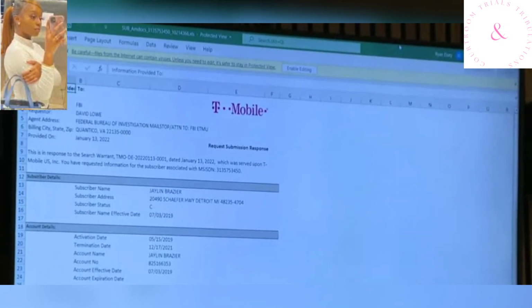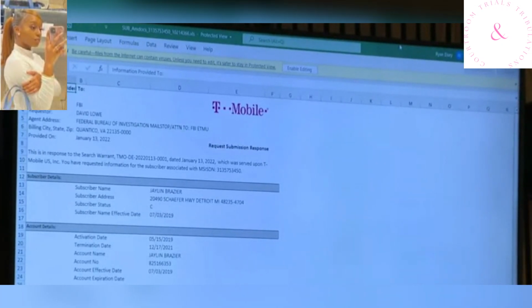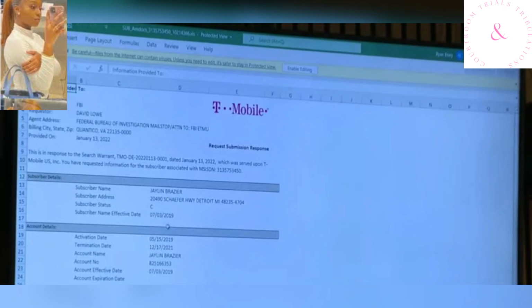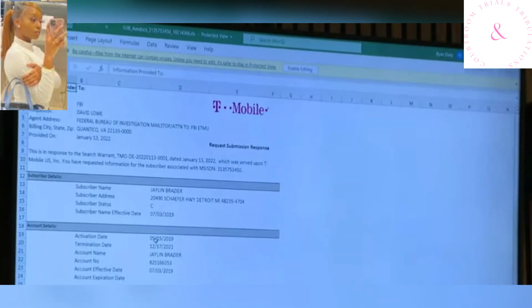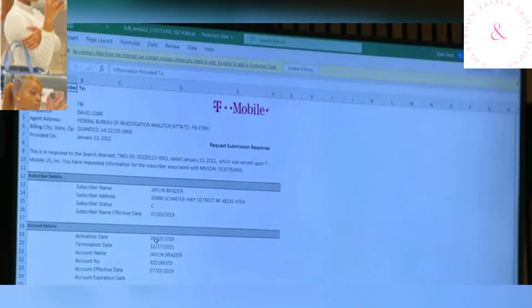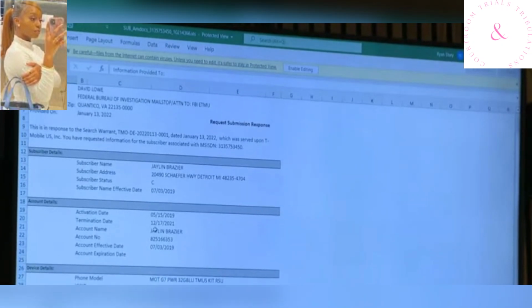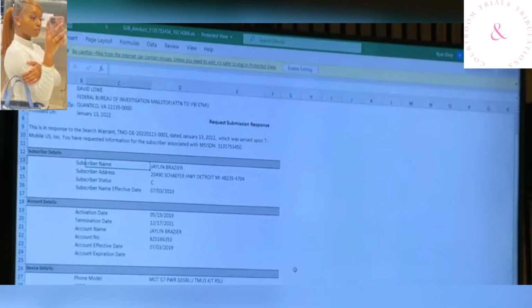Okay. And so the subscriber information for this particular set of records for 313-575-3450 indicates a subscriber name of what? Jaylin Brazier. Okay.